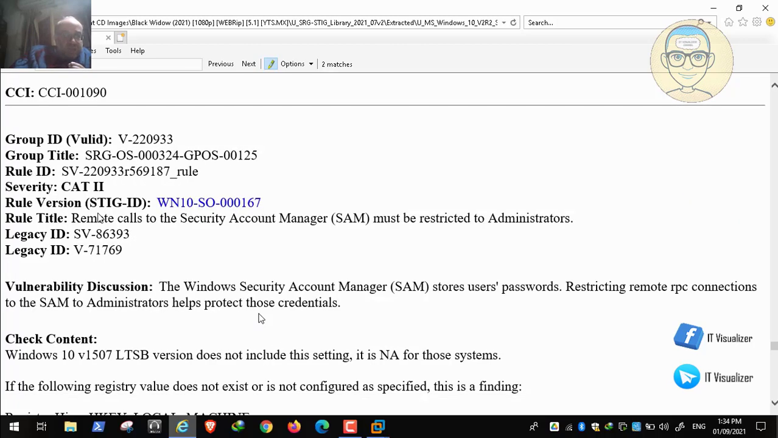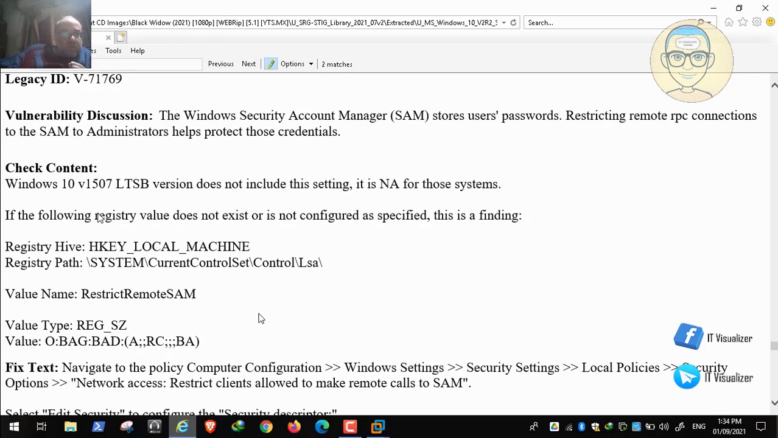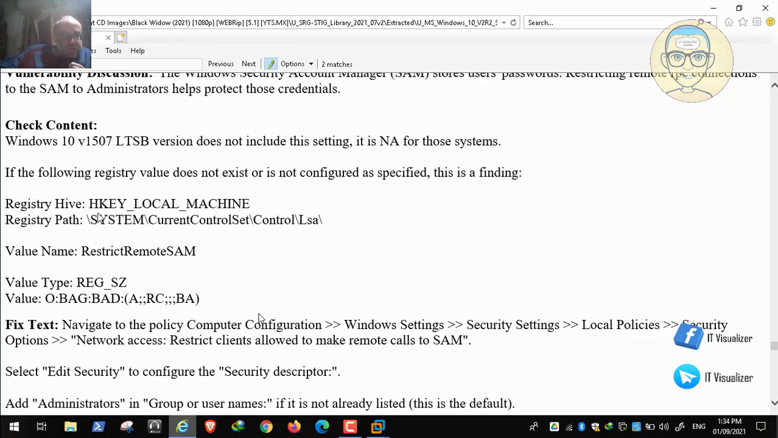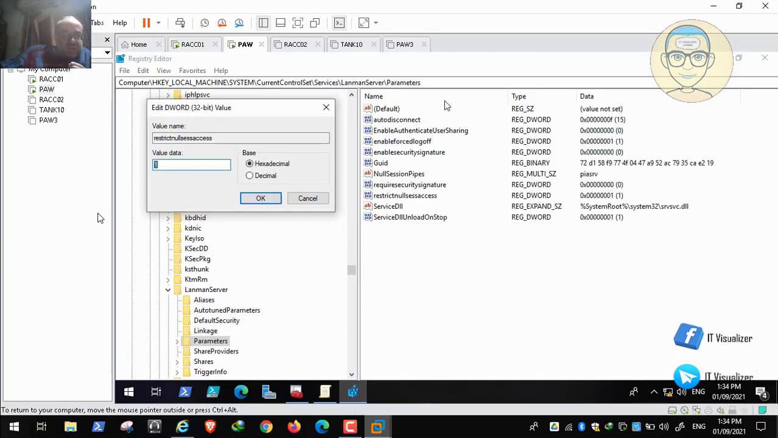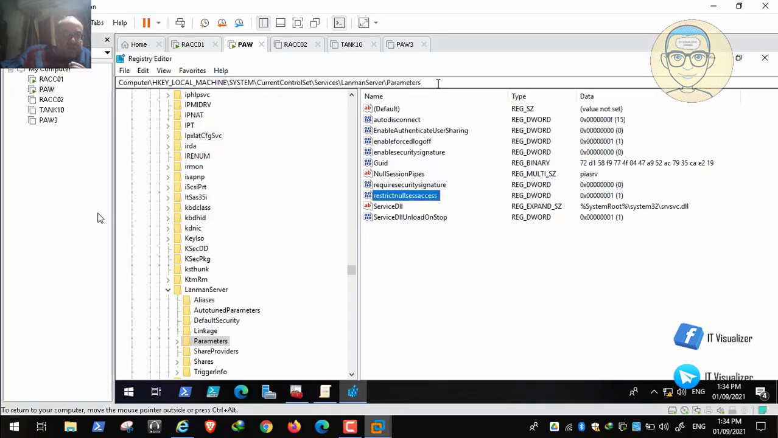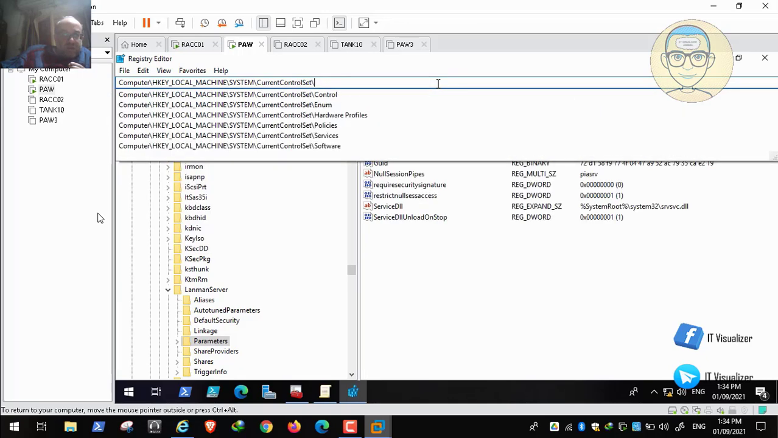It says that it's not available in Windows 10 version 1507. Anyway, that version already expired a long time ago. So we need to see if the option to restrict clients from remotely connecting to the SAM database is already enabled. So we can go and see this option.